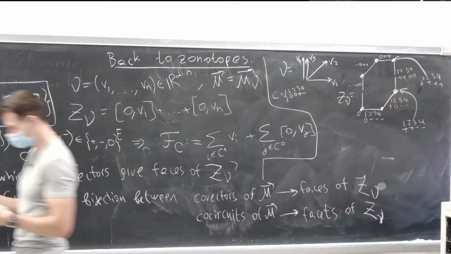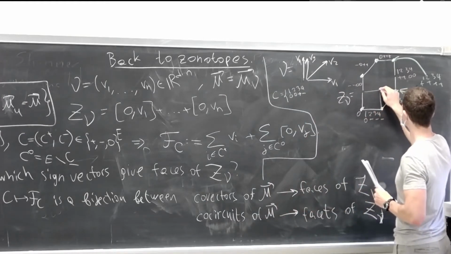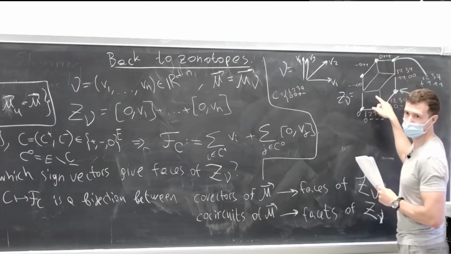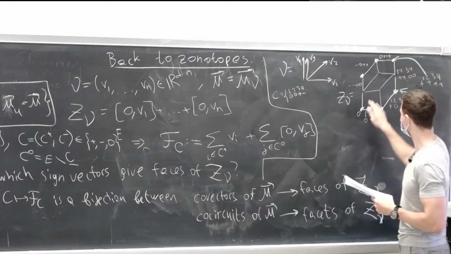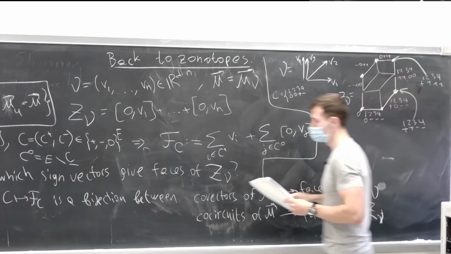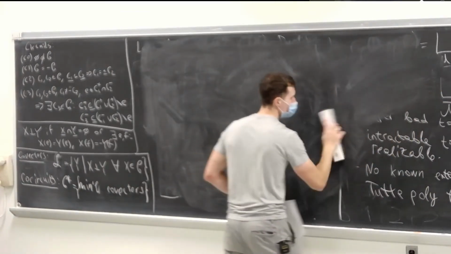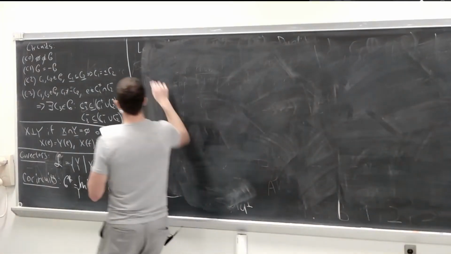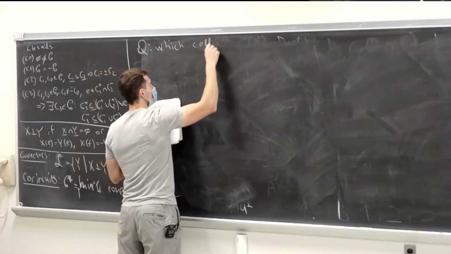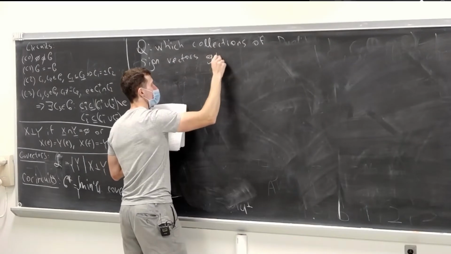And that's cool, but let's say maybe I choose some zonotopal tiling of this. Remember, in the zonotopal tiling, each of these tiles is the Minkowski sum of some of these vectors, shifted by some other of these vectors. So each of these tiles actually gives me a sign vector. My next question is: which collections of sign vectors give me zonotopal tilings?